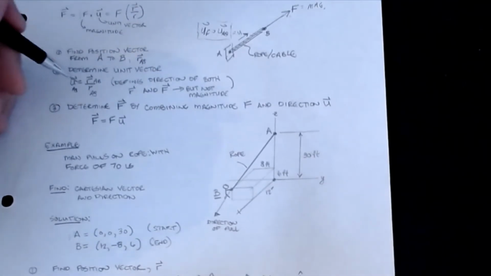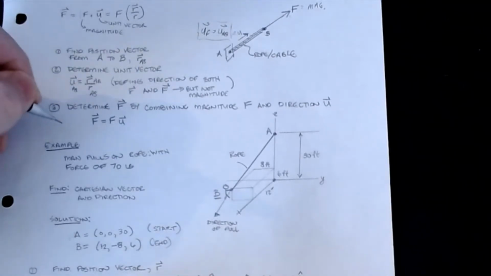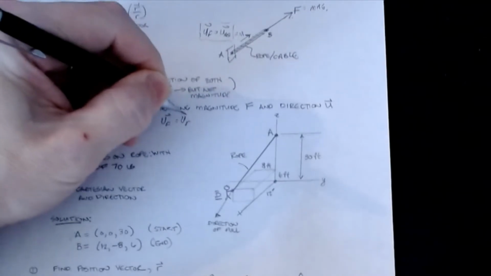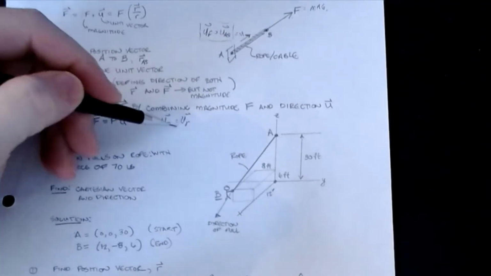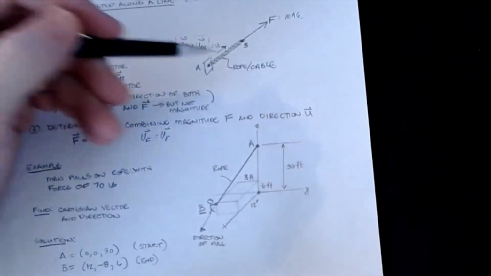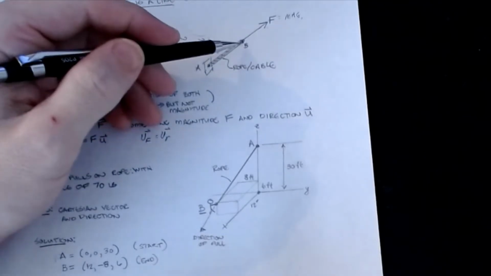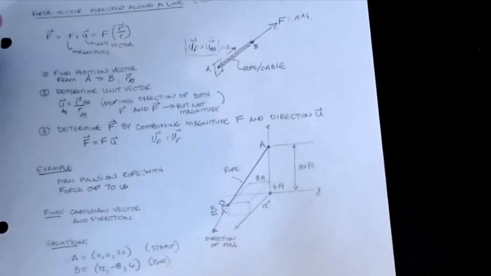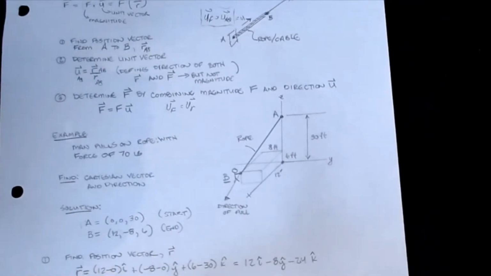And then once I have that, I can say that UF is going to be equal to UR. That's the trick. Technically they're different vectors, but we know they have to be the same because the force is pulling on the line. So a unit vector along line AB is the same as a unit vector along the line of action of F. That's the trick. That's the subtlety of what we're trying to do.